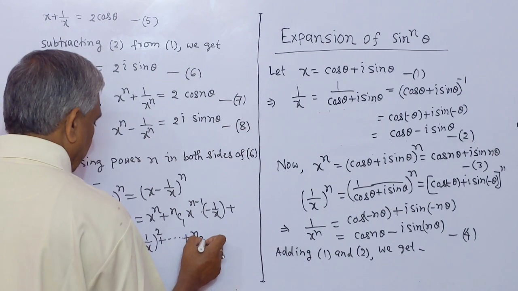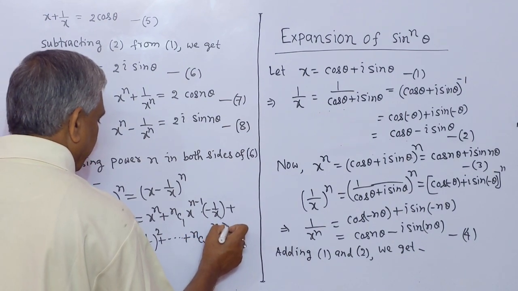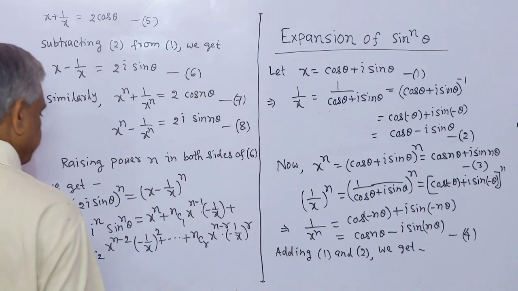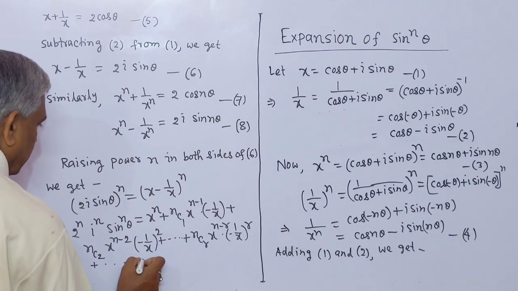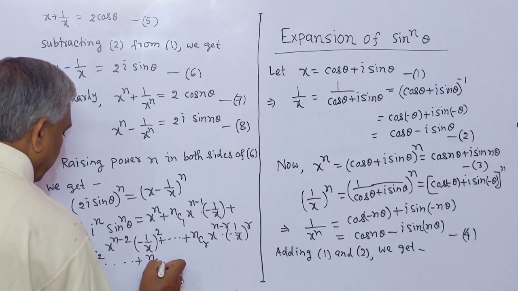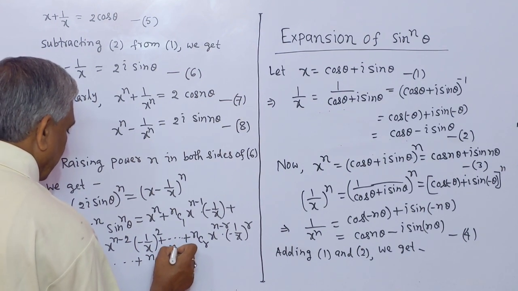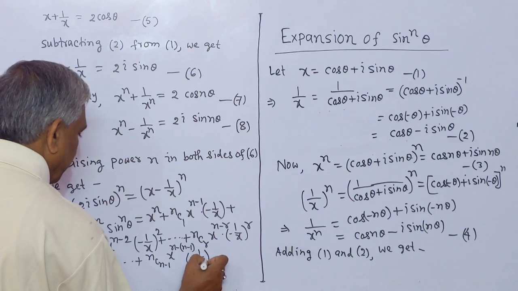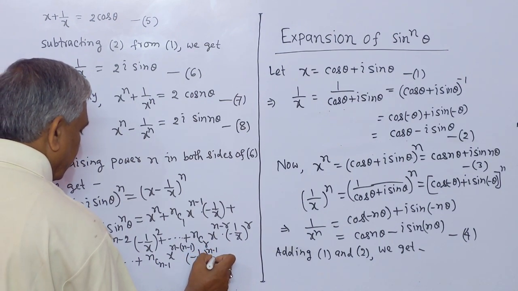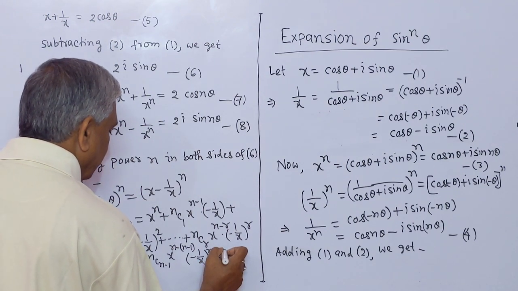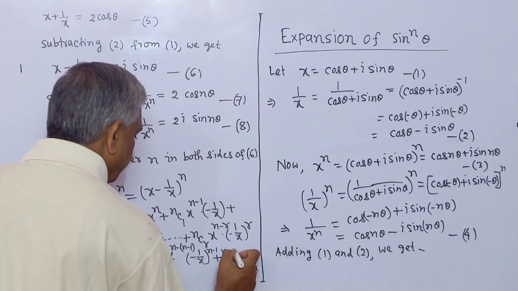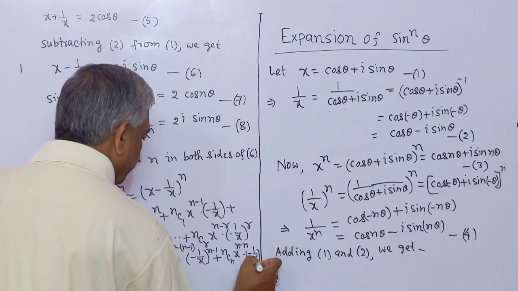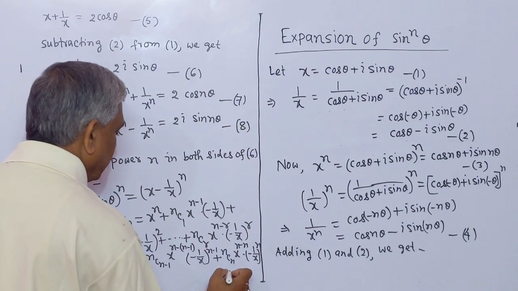plus nCr x to the power n minus r multiply minus 1 by x to the power r, plus dot dot dot plus nC n minus 1 x to the power n minus 1 minus 1 by x to the power n minus 1, plus nCn x to the power n minus n multiply minus 1 by x whole to the power n. This is number 9.